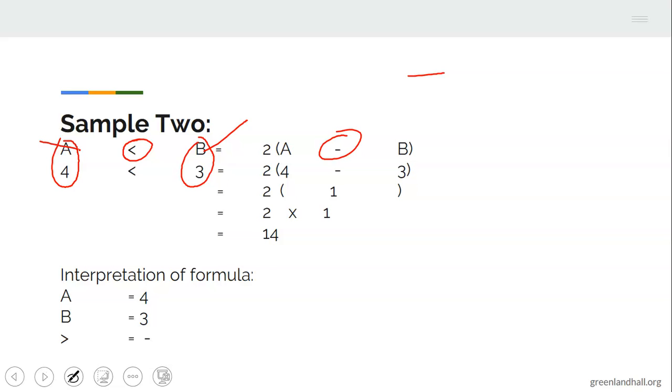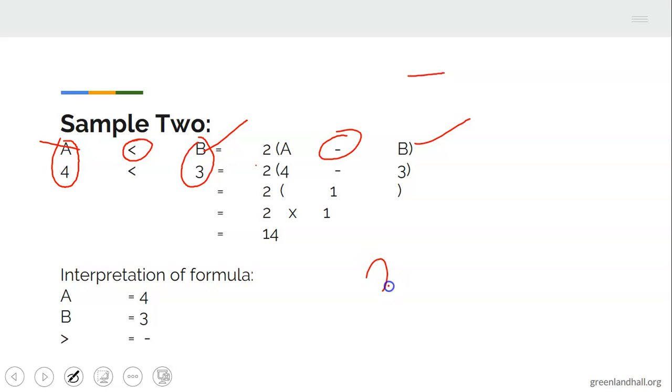Now we come over to this side. This is what we are going to evaluate with. 2 into brackets A minus B, that line. Then we come to the next line. A is already 4 because we substitute our value for A, which is 4. 4 minus 3, and B is also there. Substitute for 3. Now, what is 4 minus 3? That will give you 1.